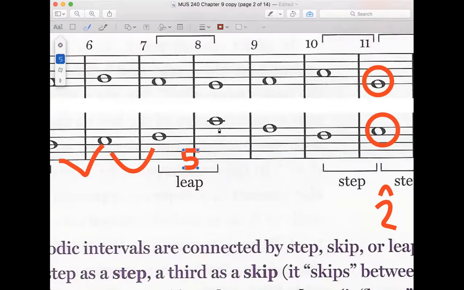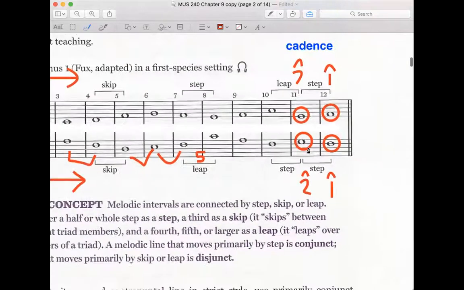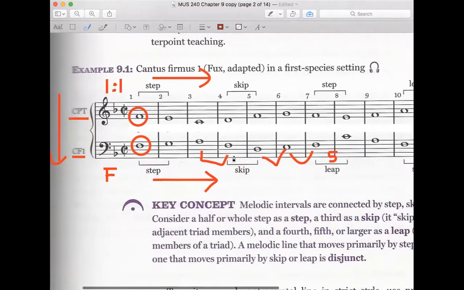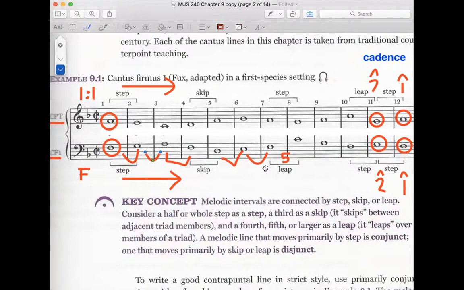Okay. If you keep going here, wow, this is a lot of skips. So, mi, do, re, do. Okay. Even though we do have a skip here, leap, if you look through and you just look at how many steps you had, you'll see that for the most part, both the Cantus Firmus and the counterpoint mostly will be made out of steps, meaning that it's conjunct. Conjunct means mostly stepwise motion.